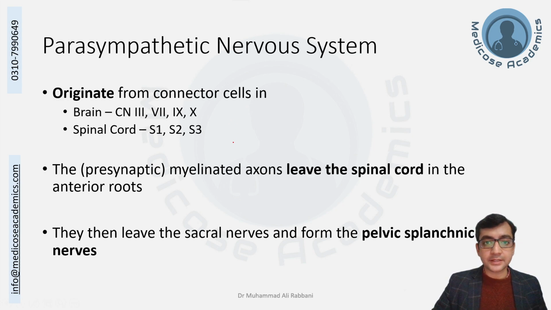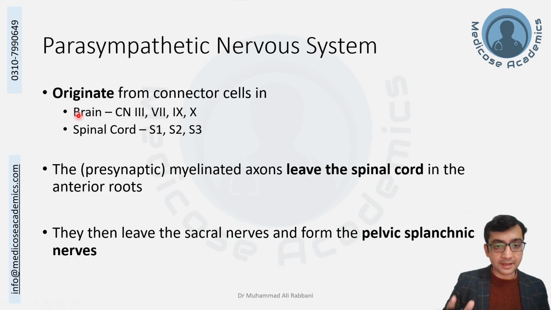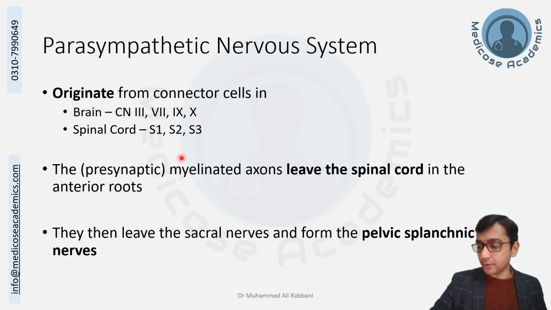Their outflow is craniosacral. They originate from the brain in the form of cranial nerves. There are four cranial nerves which contain the parasympathetic components. You must memorize them: cranial nerve number 3, 7, 9, 10. And from the spinal segments, my apology for this, it is not S1, 2, 3. Yes, it is S2, 3, 4 is the better answer, but variation does occur.